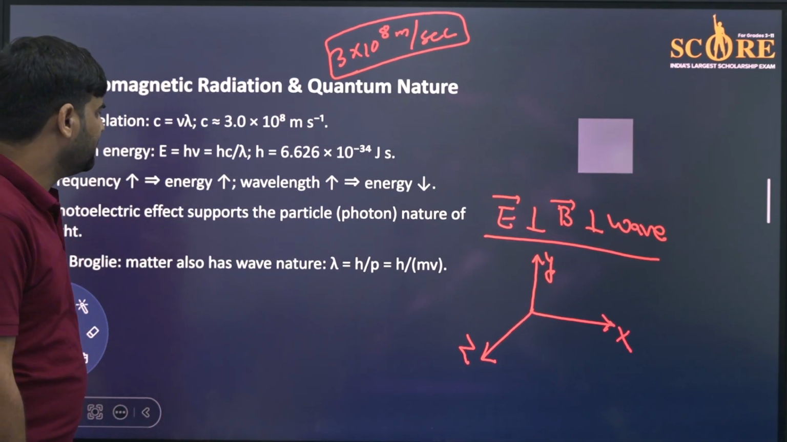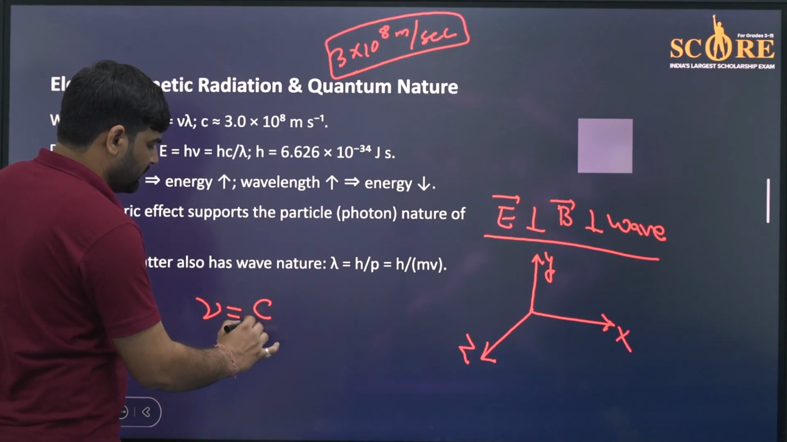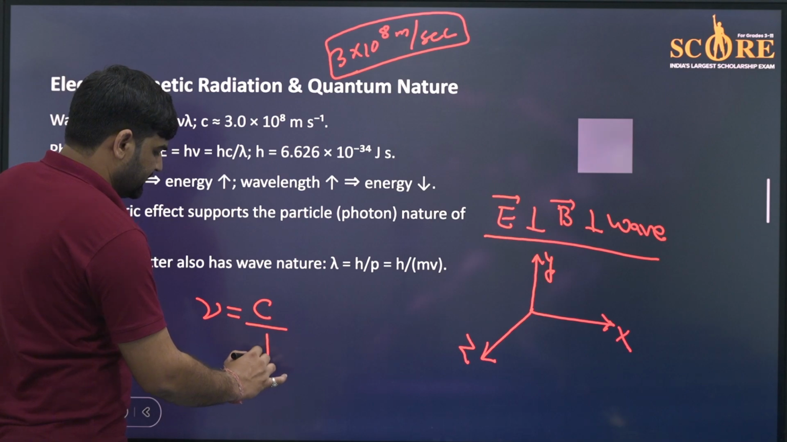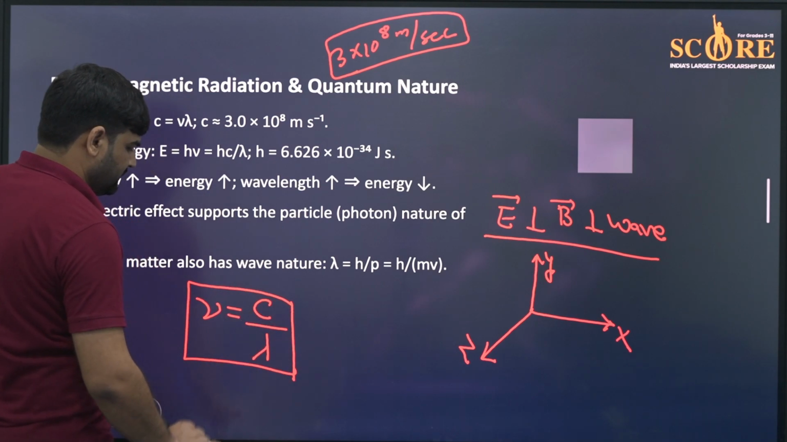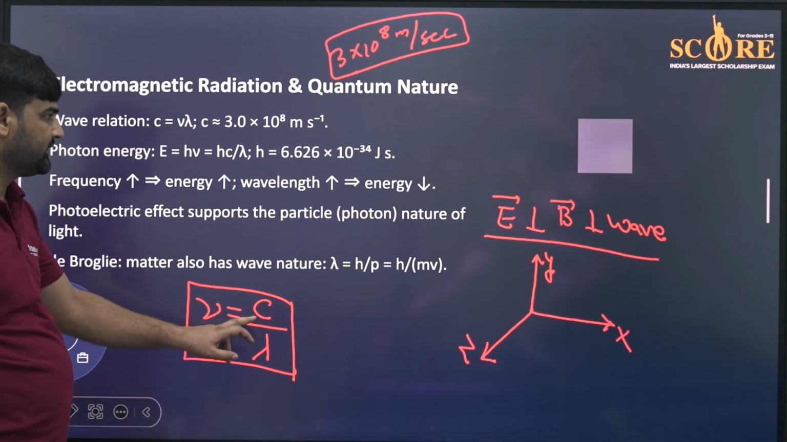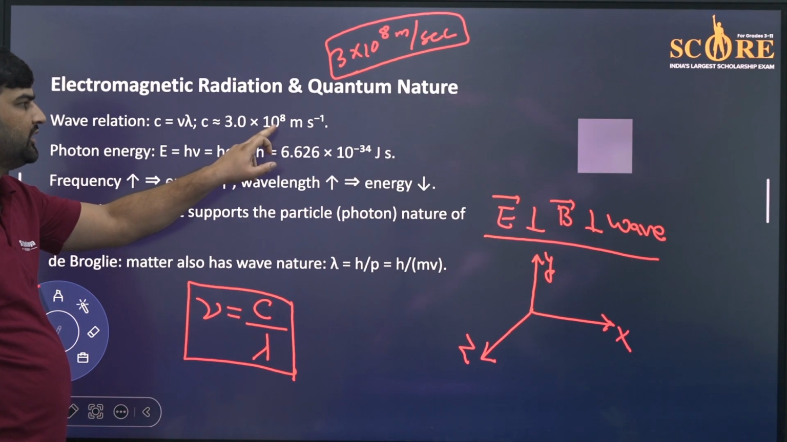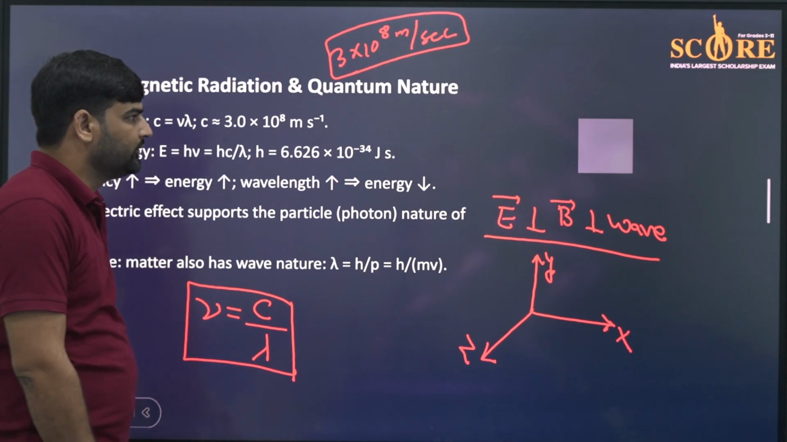We have a simple relation between nu, frequency of radiation, and wavelength of radiation. Nu equals c upon lambda. C is speed of light, 3 multiplied 10 raised to power 8 meter per second. Frequency and wavelength.